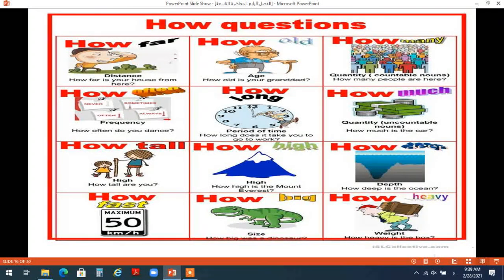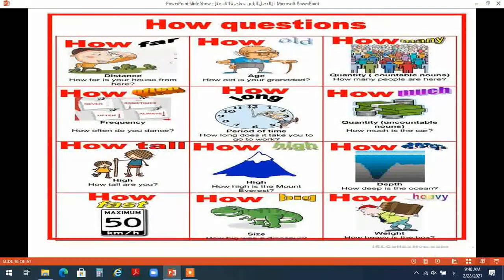It is used to ask about the quantity, and this quantity is countable, معدودة. How many people are there? Or it is used to ask about the frequency, عدد مرات تكرار الأشياء. How often do you dance? How long للسؤال عن مدة زمنية, period of time. How long does it take you to go to work?